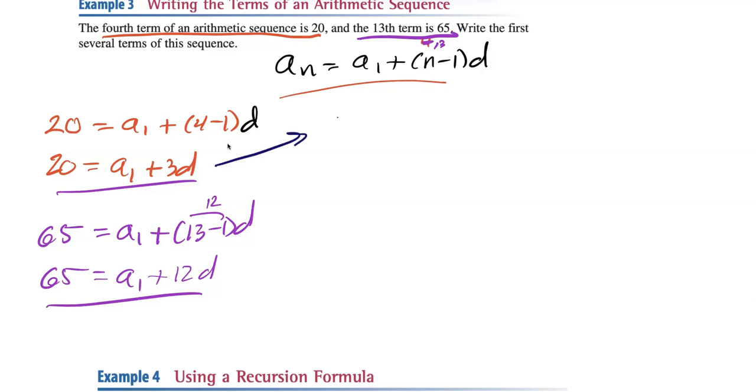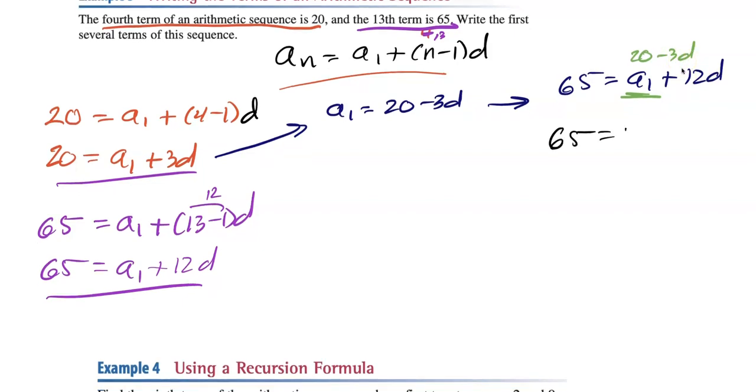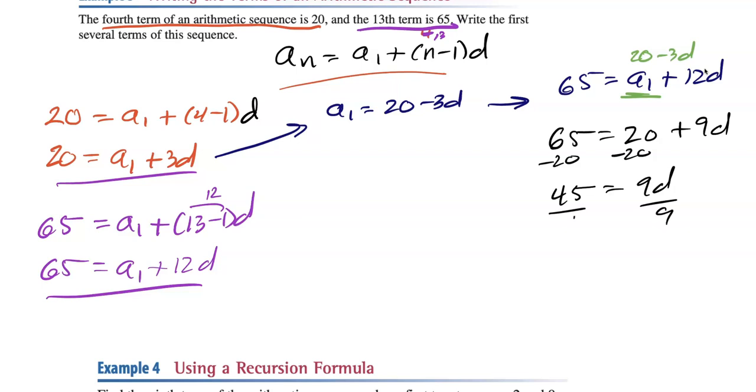I'm going to do substitution because we can get A1 by itself. A1 equals 20 minus 3D. And we can plug that into the other equation, 65 equals A1 plus 12D. But we know A1 is 20 minus 3D. So this is substitution: in this equation I solved for A1, and I'm going to plug it into A1 on the other equation. Now we can add up like terms. We get 65 equals 20 plus 9D, which is 20 minus 3D plus 12D. Minus 20 on both sides, you get 45 equals 9D. Divide by 9, you get D equals 4. So that's my common difference.